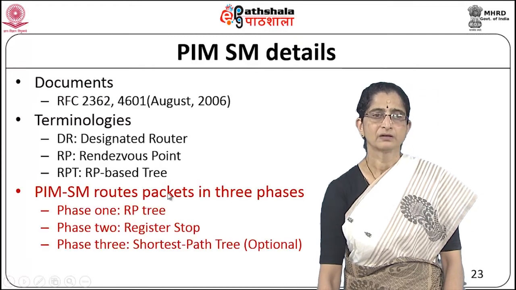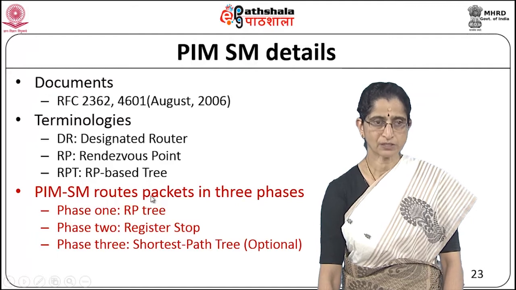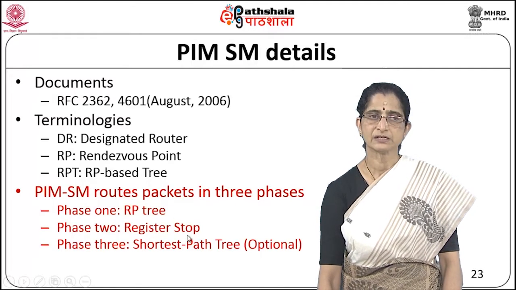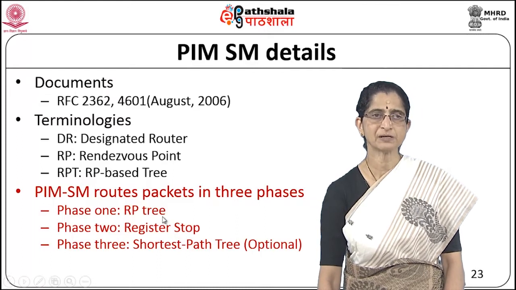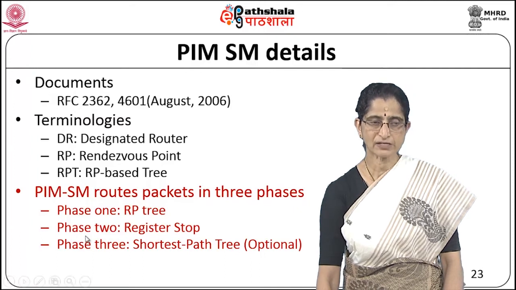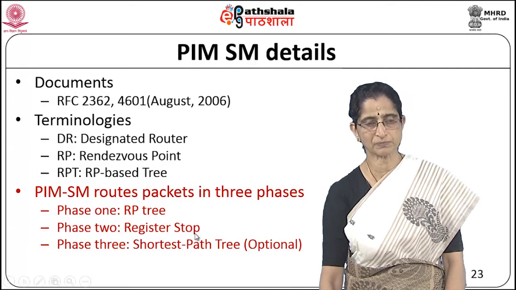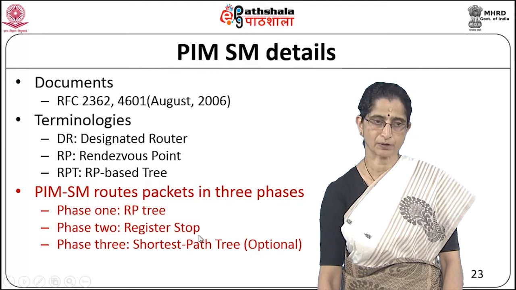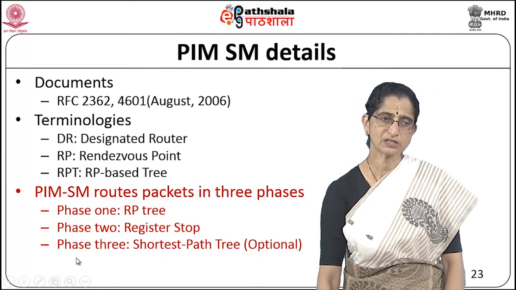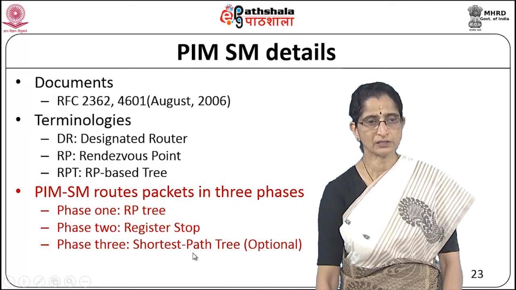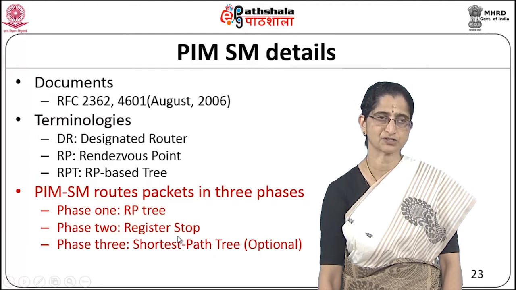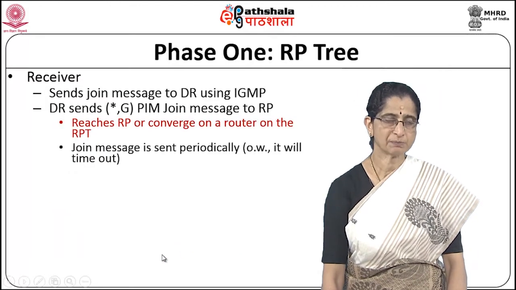Okay. Now the PIM SM process can be looked at as working in three phases. Okay, the first phase is essentially the construction of the RP tree and sending the data through this RP tree. Phase 2 is what is called the register stop message process, and the third phase is called the shortest path tree. Now this is an optional phase, okay, but most PIM SM based multicast routing will involve these two phases, RP tree and register stop. So let's look at the RP tree phase first.